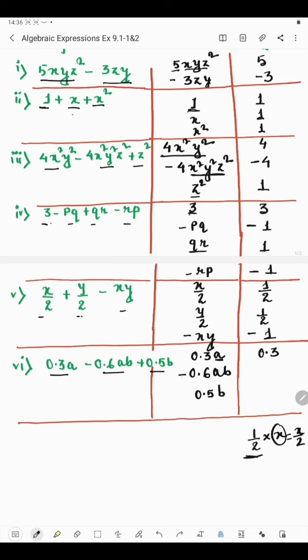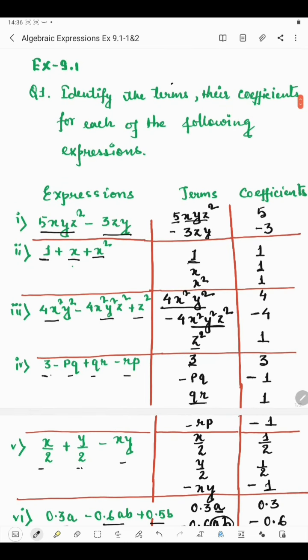Similarly, we have minus sign in the next term, so we'll put minus sign, and 0.6 is multiplied by the variable ab. So the coefficient of this term will be minus 0.6, and we have 0.5b, with this variable 0.5 is present, so the coefficient of this term will be 0.5. Okay, so this way we can separate the terms and the coefficients from the expression.